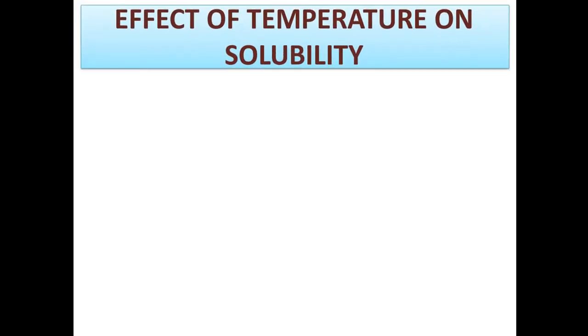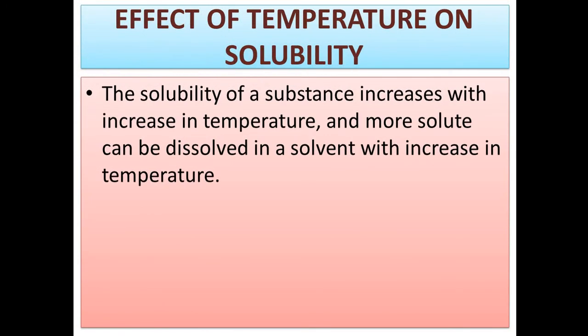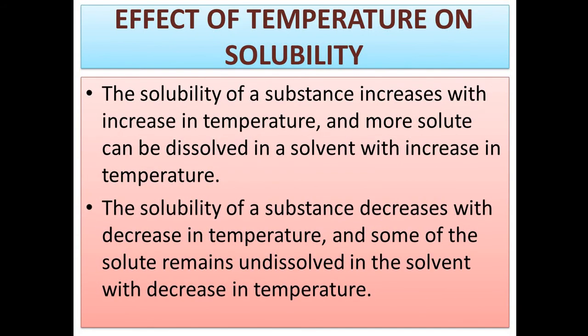Effect of temperature on solubility. Children generally have a question: what happens to the solubility of a substance when the temperature changes? So, children, the solubility of a substance increases with increase in temperature, that is, more solute can be dissolved in a solvent with increasing temperature, whereas the solubility of a substance decreases with decrease in temperature, and some of the solute remains undissolved in the solvent.